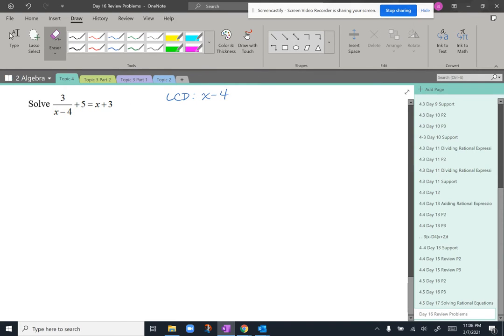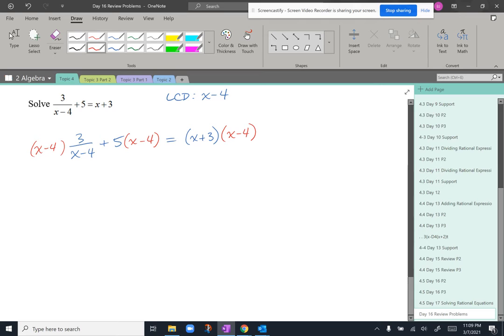The second step to solving a rational equation is to multiply both sides, and in fact multiply every term on both sides, by that least common denominator. So let's work on the left side first. I started out with 3 over x minus 4 plus 5, and I want to multiply both of those terms by the least common denominator. So I'm going to go ahead and write that in. And then on the right side, I started out with x plus 3, and again, I'm going to multiply that term by x minus 4.